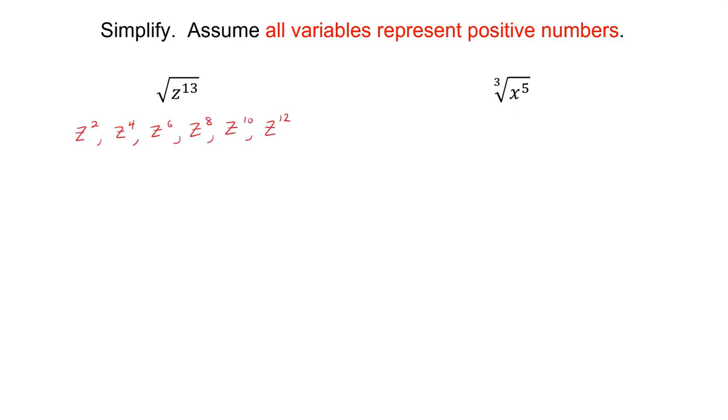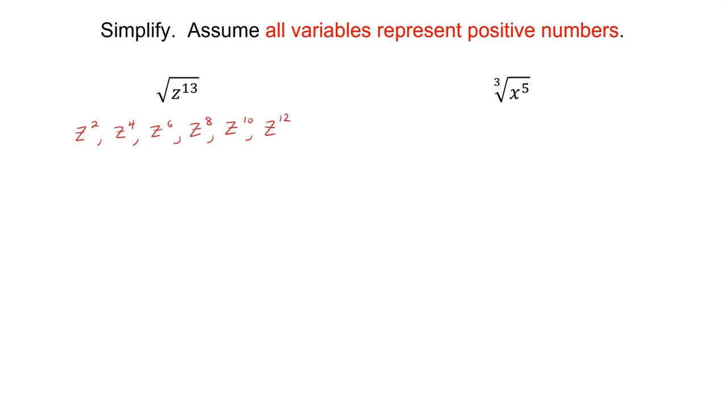So here's a list of perfect squares for the z variable. Z squared is a perfect square because it's z times z. Z to the 4th is a perfect square because it's z squared times z squared. Z to the 6th is a perfect square because it's z to the 3rd times z to the 3rd, and so on. Notice that all of these variable perfect squares, the exponent on them is a multiple of 2. 2, 4, 6, 8, 10, 12. And we'll see that pattern for all variable expressions.